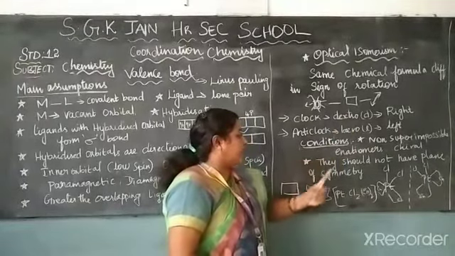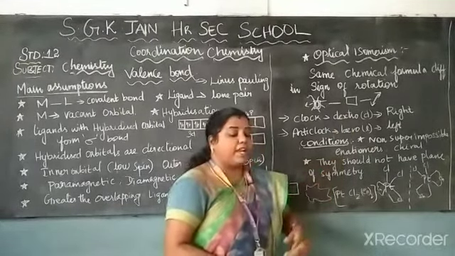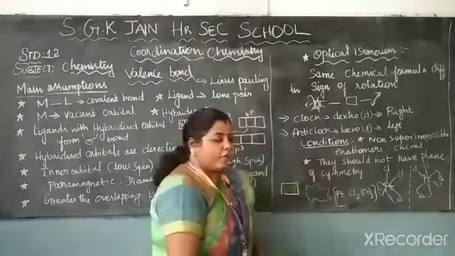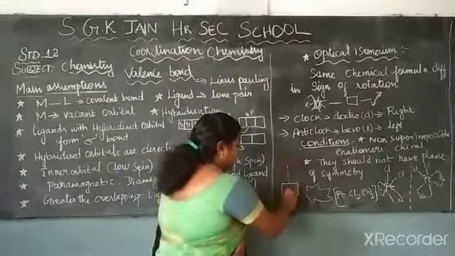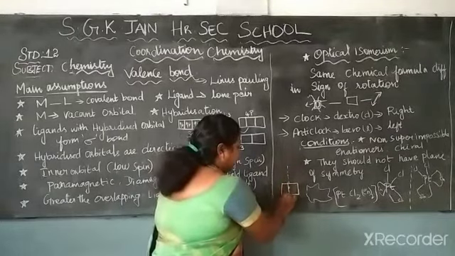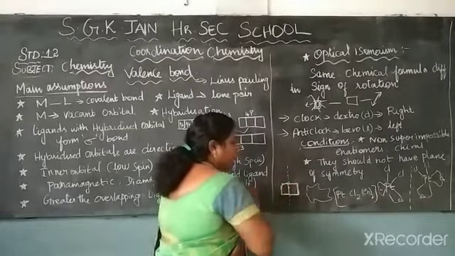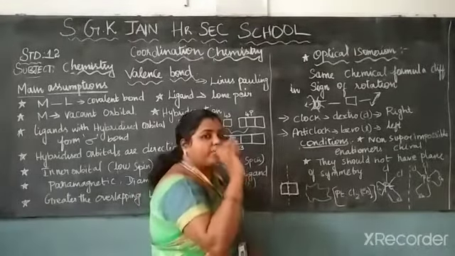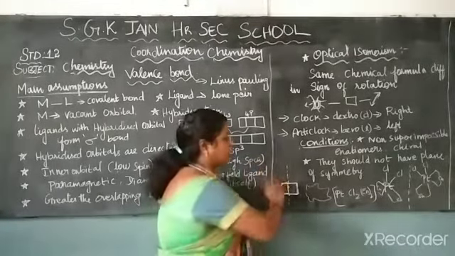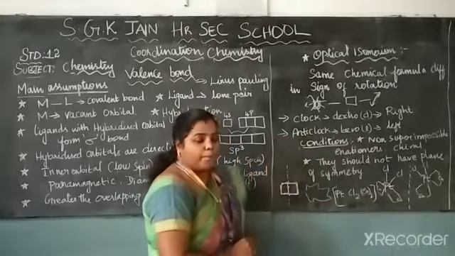And the second condition is that it should not have a plane of symmetry. What is the meaning of plane of symmetry? If I take a square and split it into two, I get equal proportions. This is called the plane of symmetry. If the compound has a plane of symmetry, it does not show polarization.